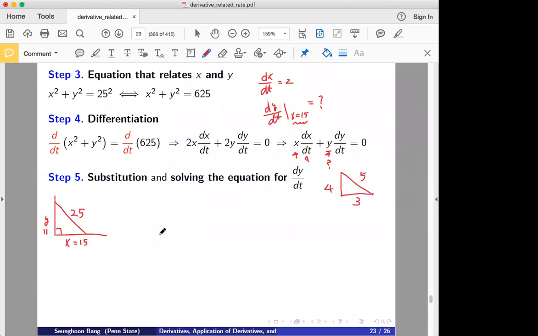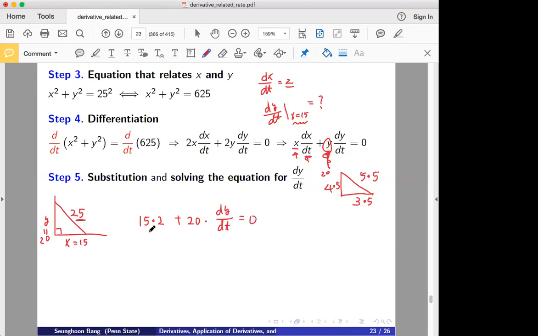Do you know the special ratio 3, 4, 5? This 25 is exactly 5 times 5. The second one is 3 times 5, which is 15. This side is 4 times 5, exactly 20. So y is 20. You can plug in: x is 15 times dx/dt which is 2, plus y is 20 times dy/dt.